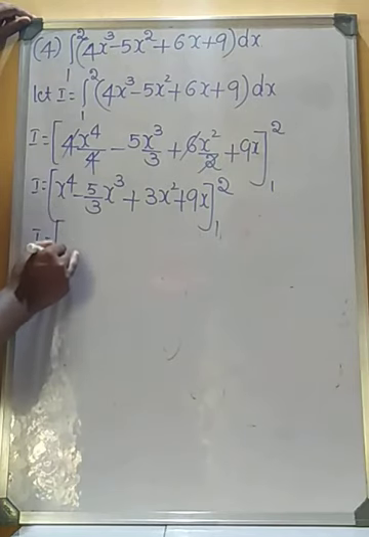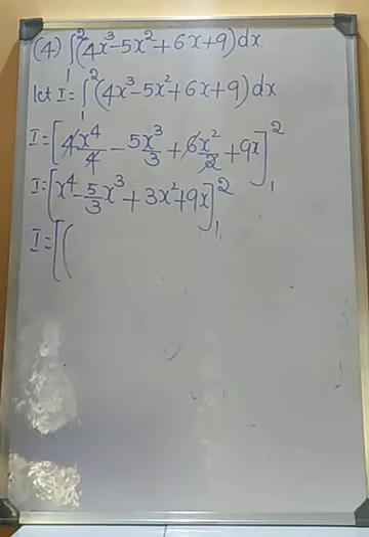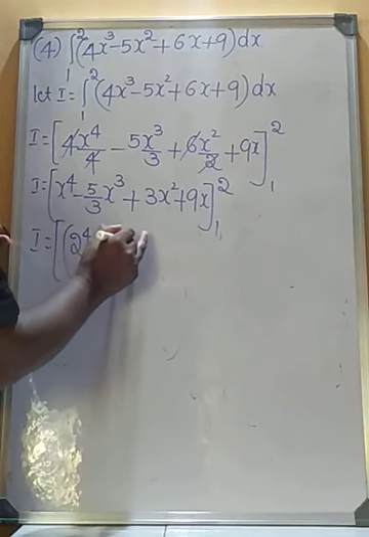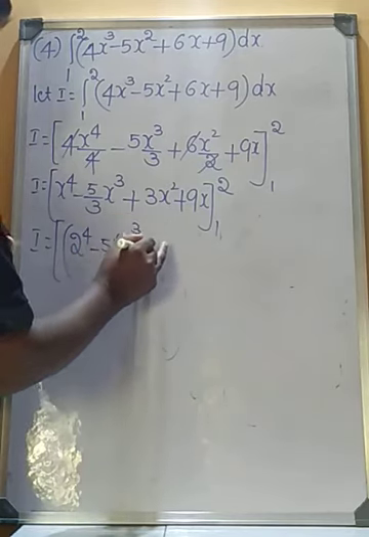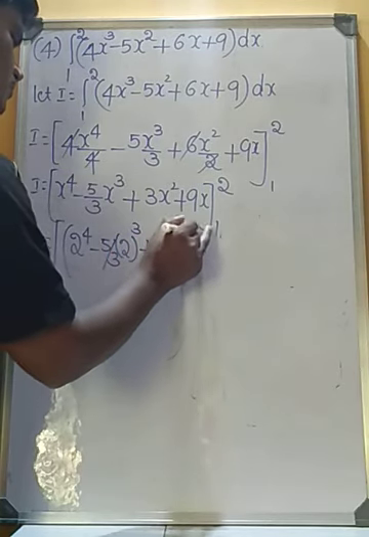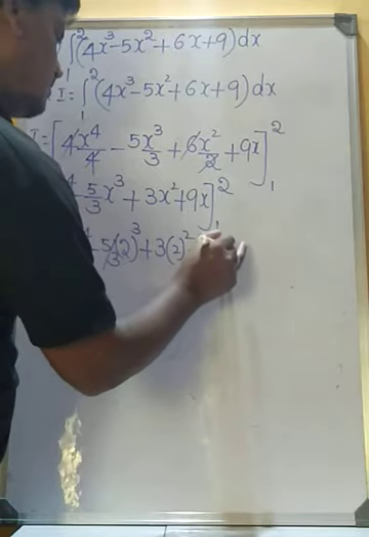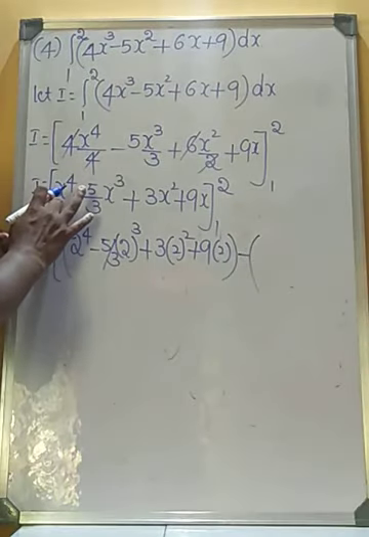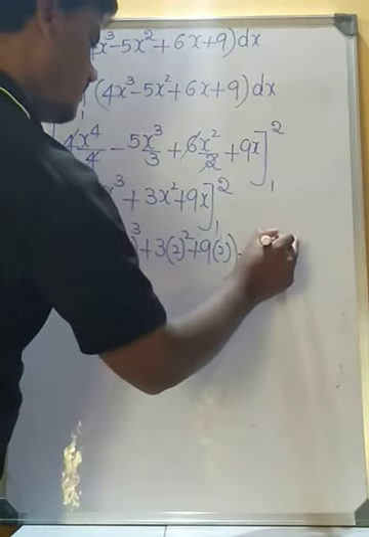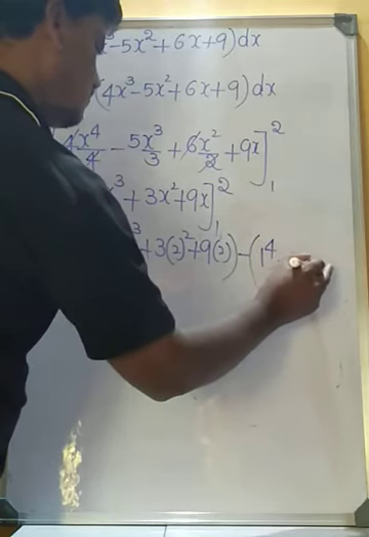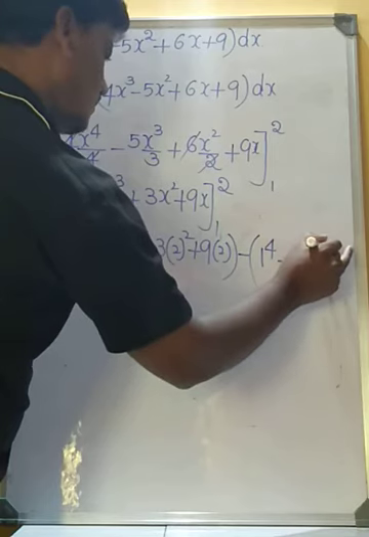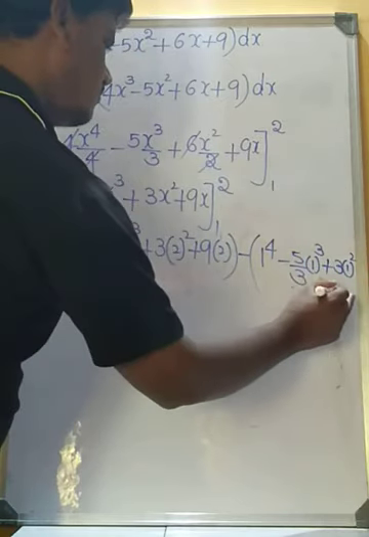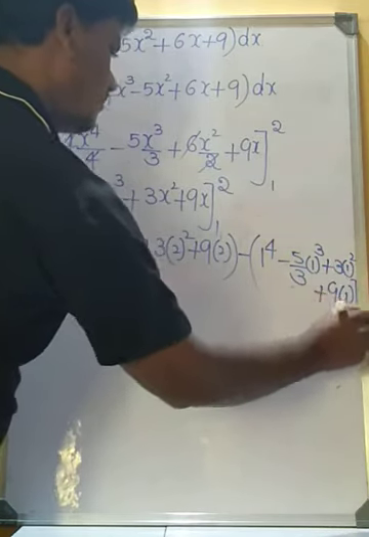Therefore I equals, substitute the upper limit 2: 2 power 4 minus 5 by 3 times 2 power 3 plus 3 into 2 square plus 9 into 2, minus the lower limit 1: 1 power 4 minus 5 by 3 times 1 power 3 plus 3 into 1 power 2 plus 9 into 1.